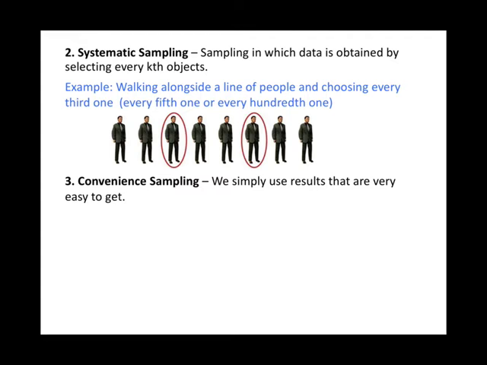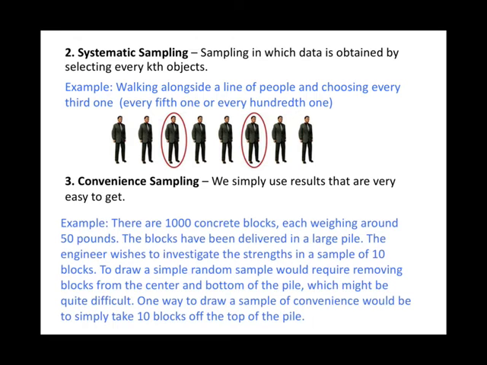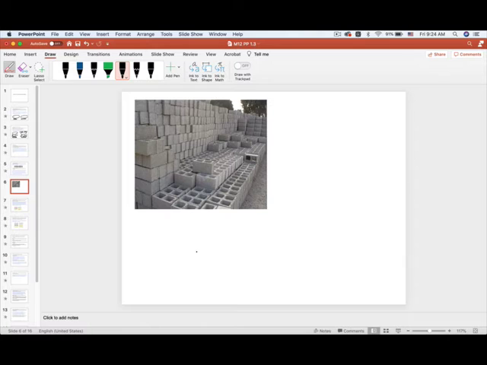Convenience sampling. We simply use the results that are very easy to get. Let me explain this example. There are 1000 concrete boards in here, and each board weighs about 50 pounds. It's really heavy. And the engineer wants to investigate the strength of the concrete boards. He wants to pick a sample of 10 of them. n equal to 10 means the sample size, he wants to take 10 of them.